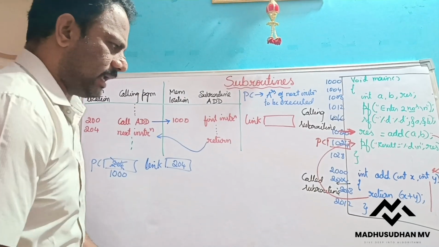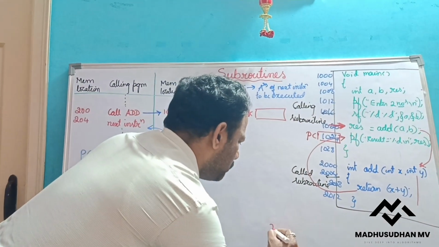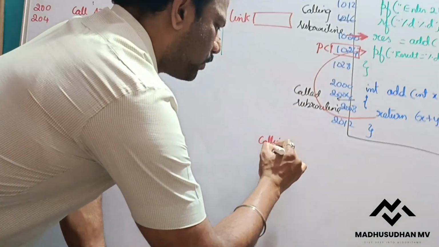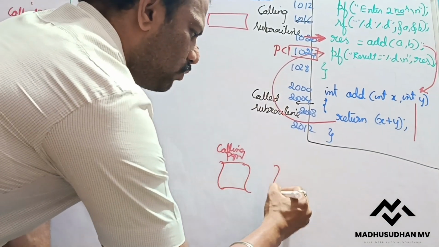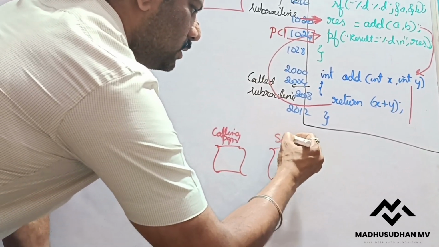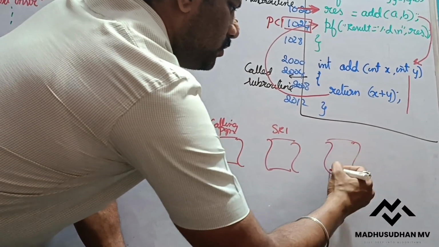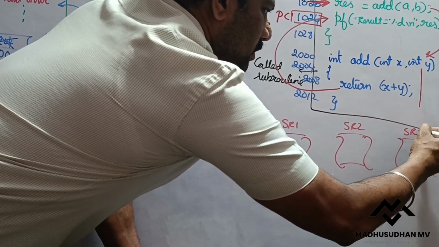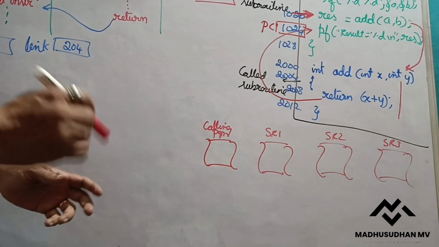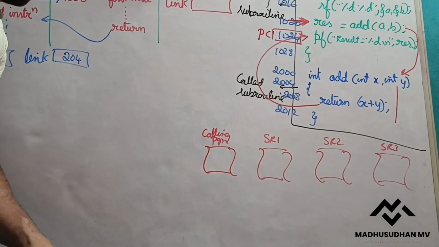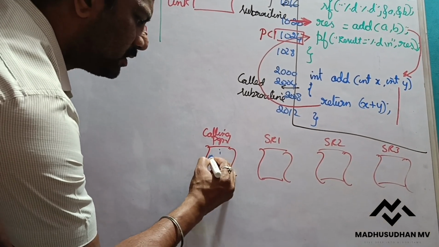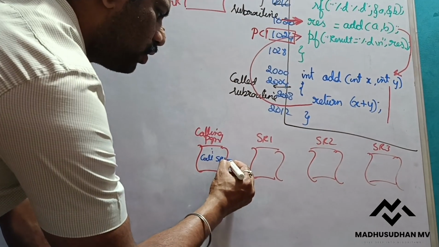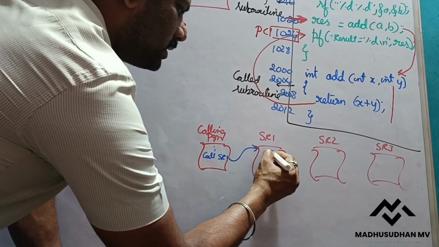For that, let us take one simple example. Assume this is my main calling program. It is calling subroutine 1, and subroutine 1 is calling another subroutine, subroutine 2, and finally that is calling the last one, subroutine 3. Assume some data is already there, and it is calling subroutine R1. Now the control should go here.